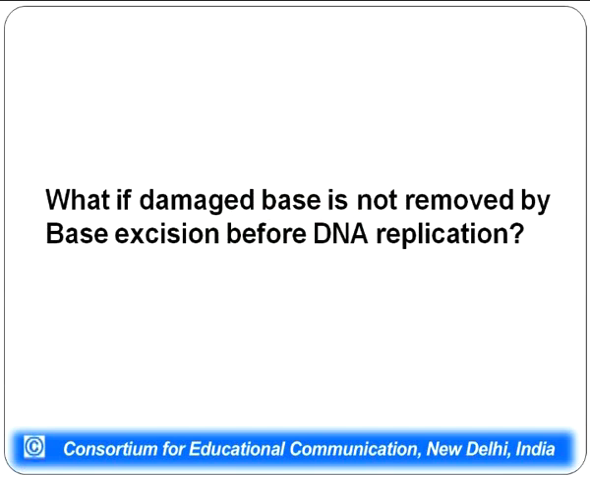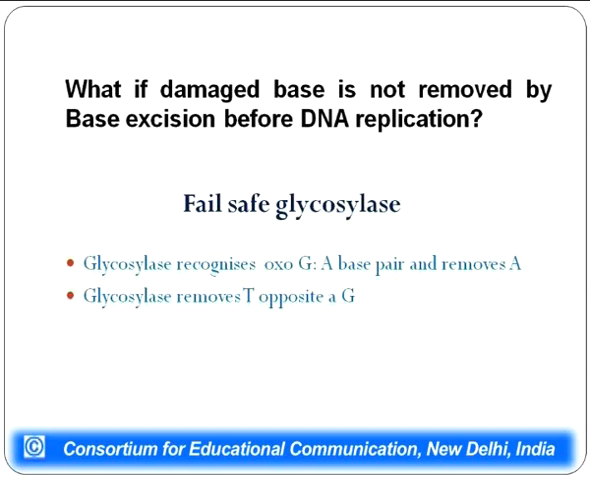What happens if the damaged base is not removed before replication? That is, DNA has been replicated and the damaged base is still there. Sometimes it does happen. Then there are glycosylases known as fail-safe glycosylases in E. coli. These glycosylases recognize the aberrant base pairing. Suppose there is OXO-G which is base paired with A. It recognizes that there is some problem here. Though it won't be removing OXO-G, it will only remove A, and in place of A it will incorporate C in this particular site, so that there is no wrong information getting passed from one generation to another generation of the DNA.